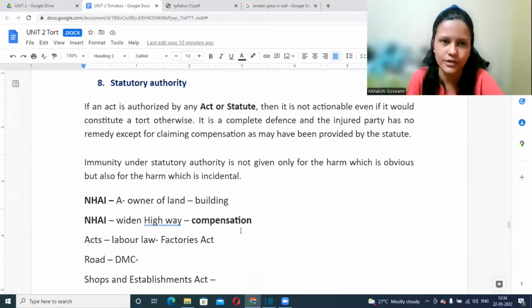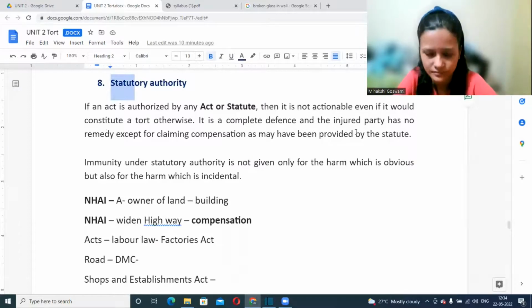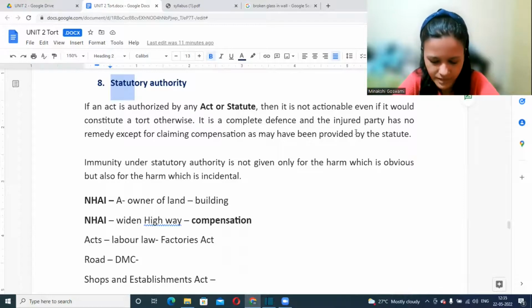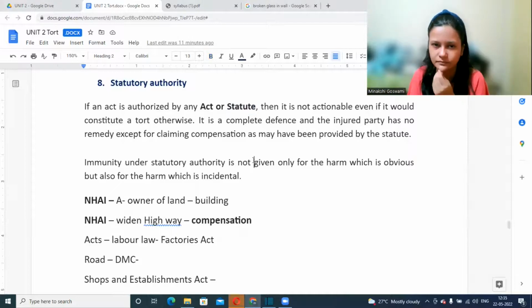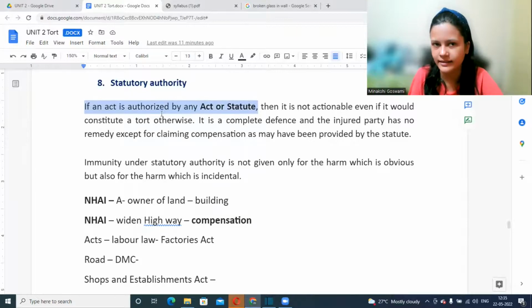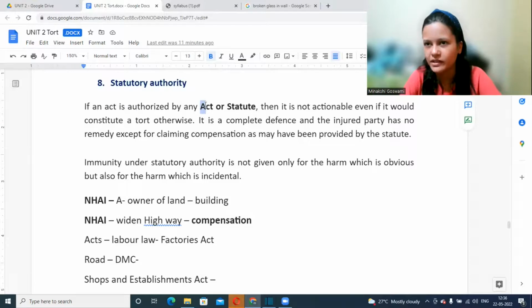Another one we have is statutory authority. So what is a statute? Statute is... No idea, ma'am. Act, as I mentioned, right? In the middle of a sentence, if you get act with a small letter, that means action. When you get it in capital letter, that means a legislation. Like we have the Indian Contract Act, IPC. These are nothing but acts or statutes. Factories Act too. These are statutes, acts, or legislations.